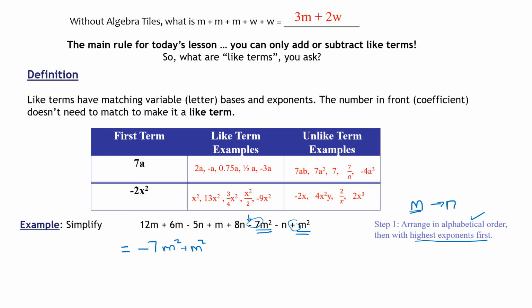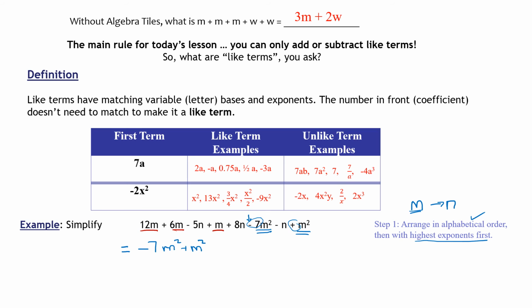Let's go to red. What's next? Well, remember what it says in step 1: alphabetical order, highest exponents first. So we're still on the M's. So here's an M, and here's an M, and here's an M. I underlined 3 different M's there. So those are going to go next in our list.